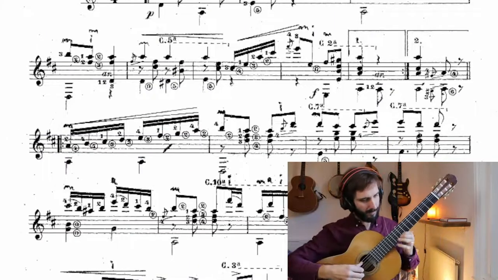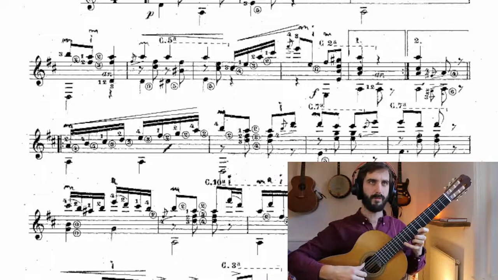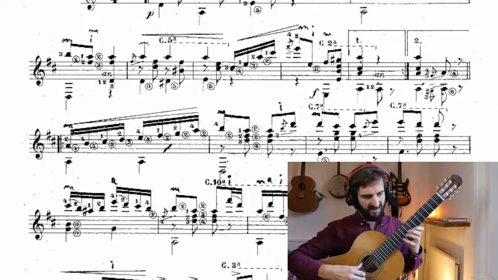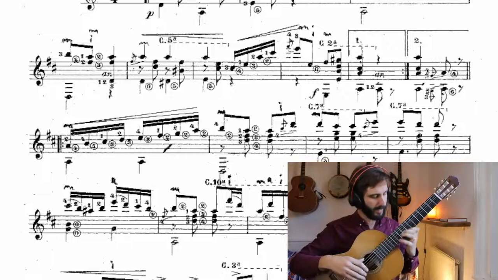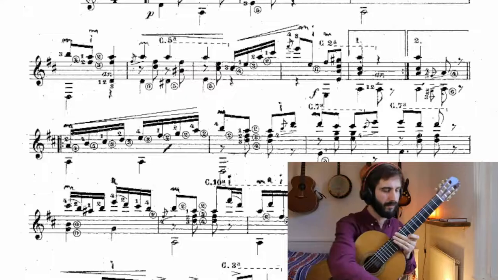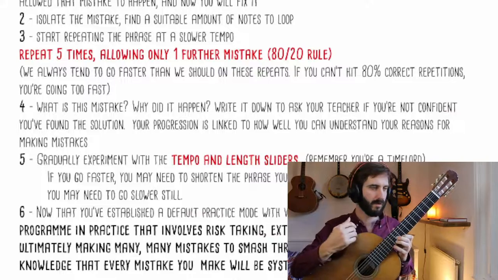So in terms of this piece, my mistake was overextending here for some reason, right? Now, why is that? I don't know. No idea, really. Hopefully, repeating whatever that phrase is will reveal to me what the problem might be. There might be something quite inherent in my playing that's causing me to do that. So we isolate it. We find the exact amount of notes that will help us play without mistakes.